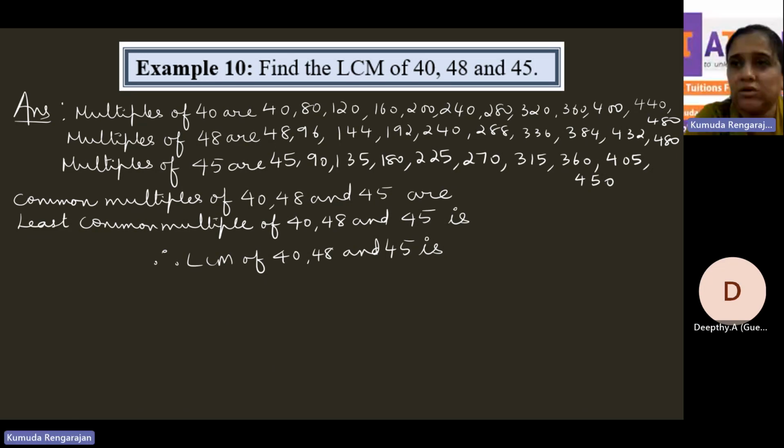We haven't still found a common multiple, right? You have to wait till I come there. We are still doing this method.